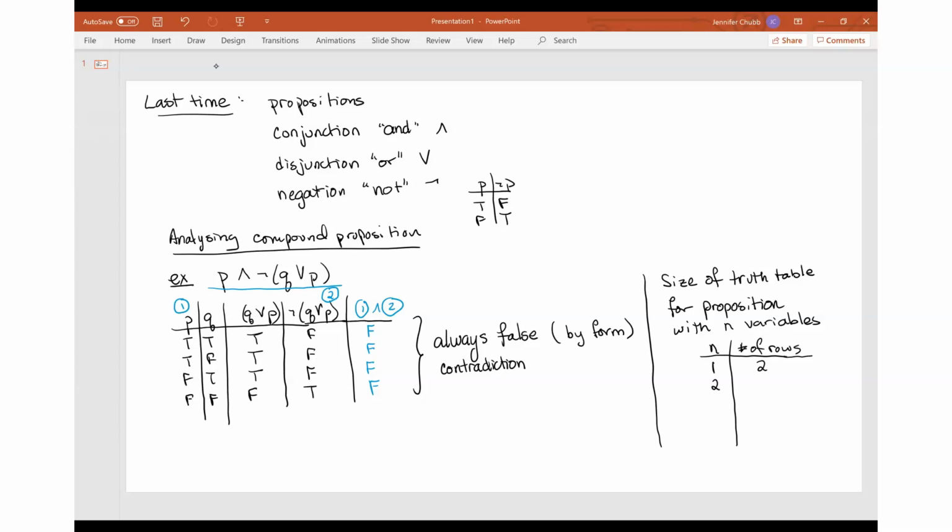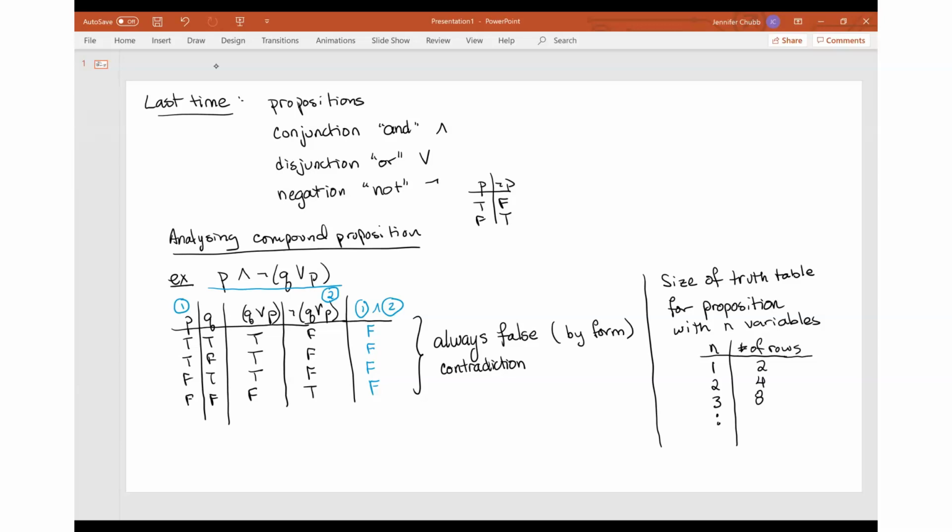Most of the examples that we've looked at have 2 propositional variables, a P and a Q. And when you have 2 propositional variables, there's 4 possible cases, right? So that means those truth tables have 4 rows. I think last time we did one example with a proposition that had 3 propositional variables in it, and that had 8 rows. So I'm sure you see a pattern here, right?